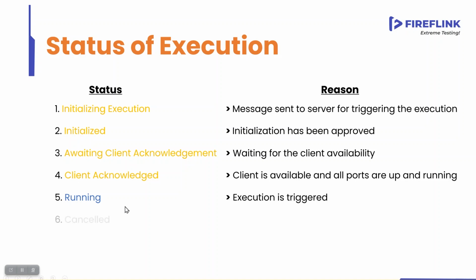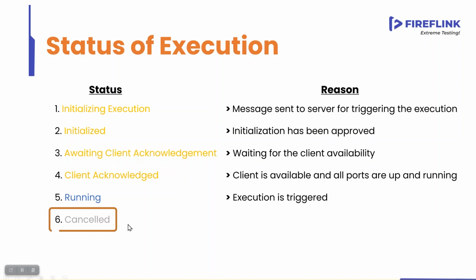Okay. Now what is the next status you might get? Here, the cancelled status: you will not get this unless you cancel the execution. For example, if you are in any of these statuses, like initializing execution, initialized, awaiting client acknowledgement or client acknowledged, and in the initializing execution and initialized stage you want to cancel the execution, at that time we can cancel the execution, and what will be the status of that particular script?